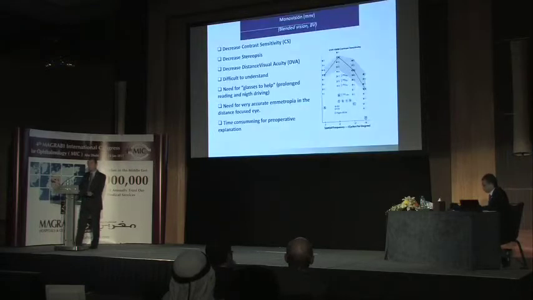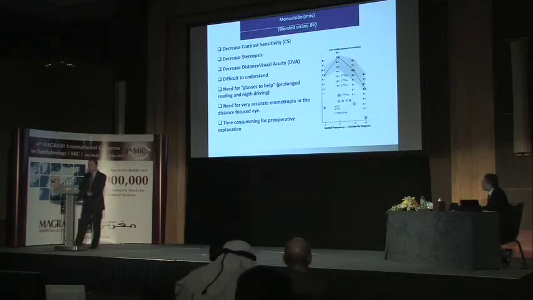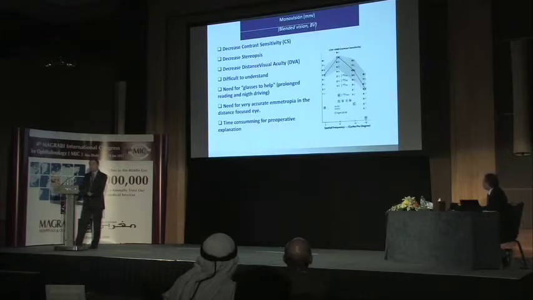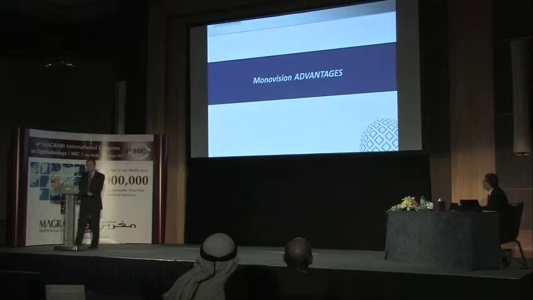What problems can we find with monovision? As I told you, with this technique there's a decrease in contrast sensitivity, a decrease in stereopsis, and a slight decrease in distance visual acuity. Sometimes it might be difficult for patients to understand, especially if they have heard about multifocal lenses. They need glasses to help, for example, for prolonged reading and night driving. We need a very accurate emmetropia in the distance focus eye, and it's time-consuming, especially before the operation, until the patient understands it.